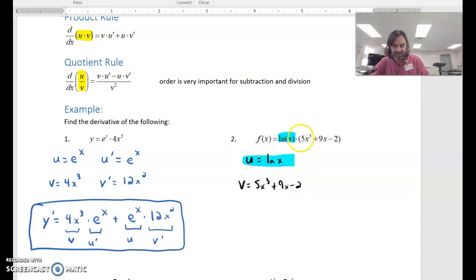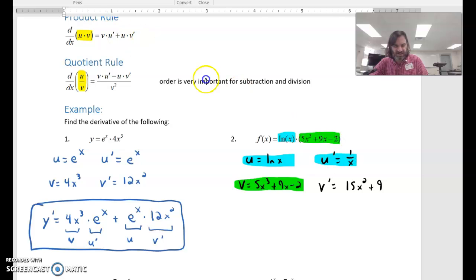Okay. And then we'll need a derivative of each one. So u prime, the derivative of natural log of x is 1 over x. And for v, the derivative of 5x cubed plus 9x minus 2 will be 15x squared plus 9. So from there we will go ahead and build our derivative by placing those parts together. So we will have f prime for our derivative, okay?